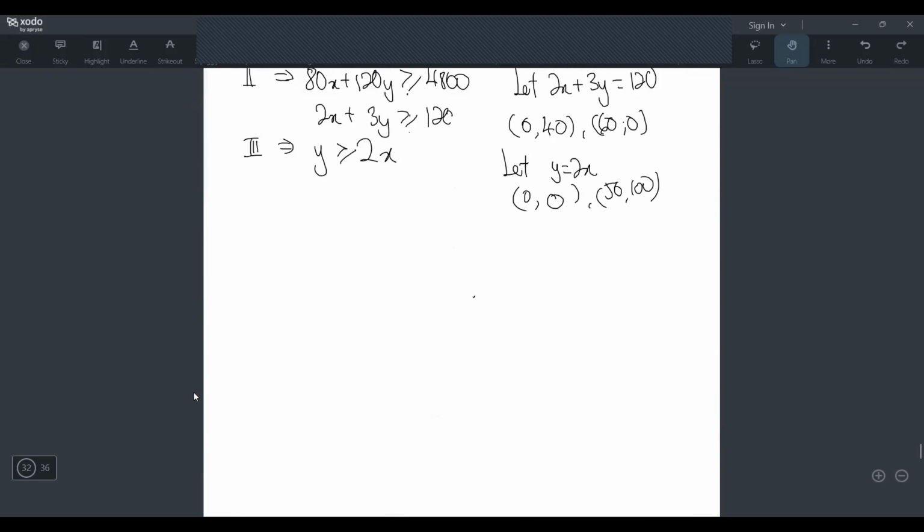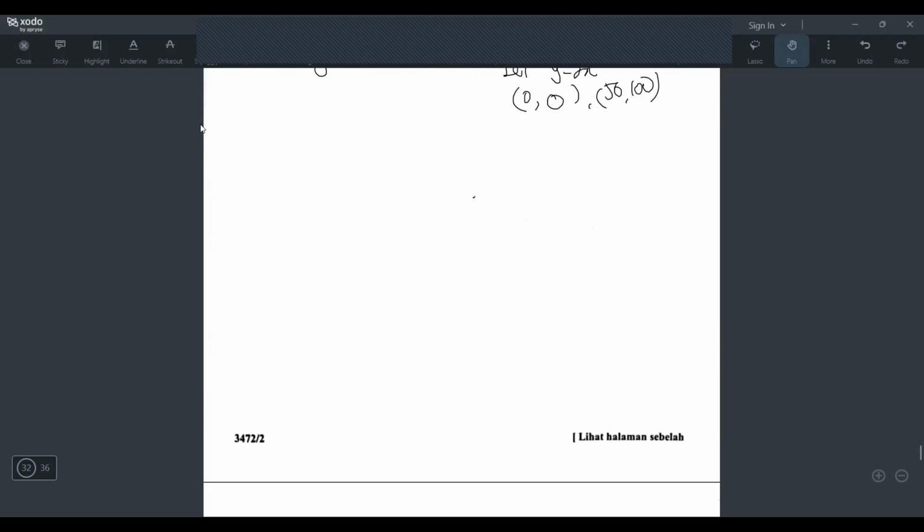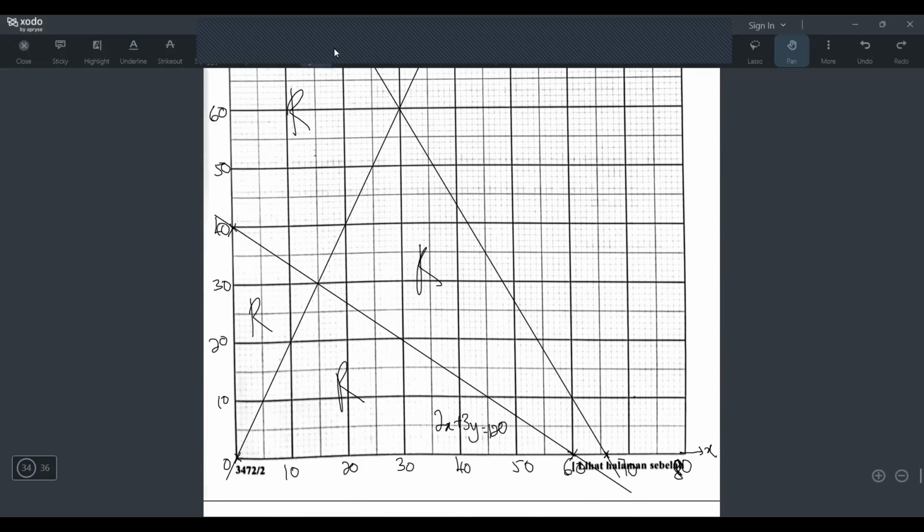Now look at the second inequality. Have to make sure y is positive first. Is y positive? Yes, positive 3. And then look from y. Bigger. Oh, bigger. So I have to shade above the line. But which line? The 2x plus 3y line. So which one is the 2x plus 3y line? This one. This one is the 2x plus 3y line.